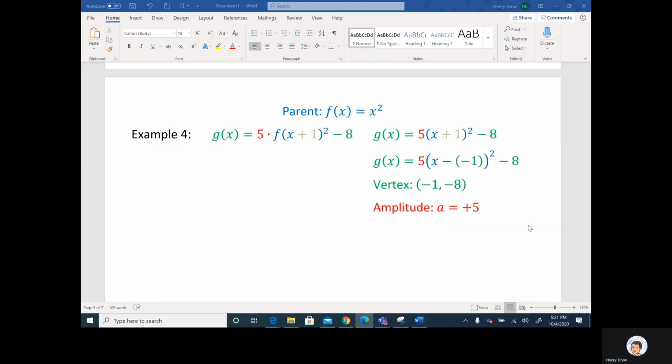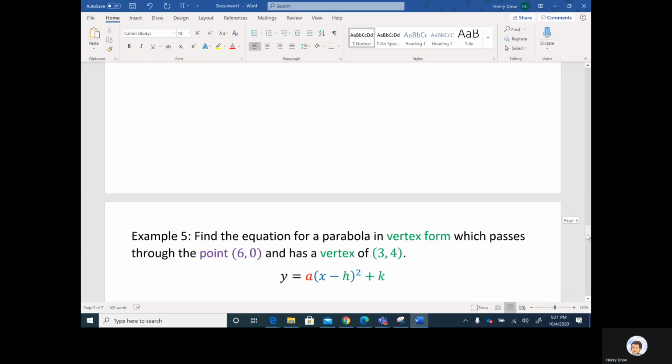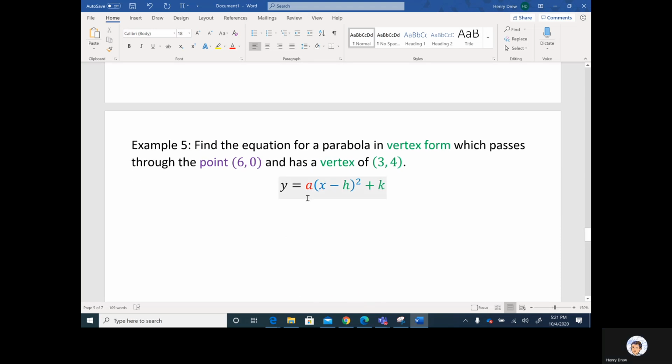Finally, one more example is, can we find the equation for a parabola in vertex form, if the vertex is at 3, 4, and if it passes through the point 6, 0? What is that going to look like? So I have typed in vertex form for us. We also know the vertex, so I feel pretty comfortable that we can plug in a 3 and a 4. The problem is, we don't know the amplitude. We have to be able to solve for a.